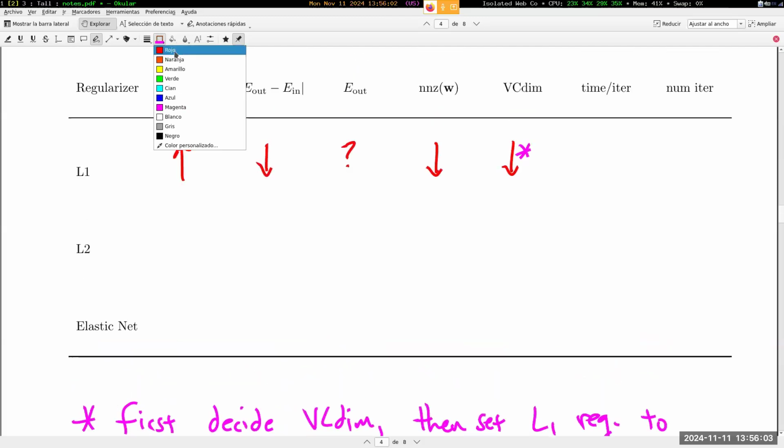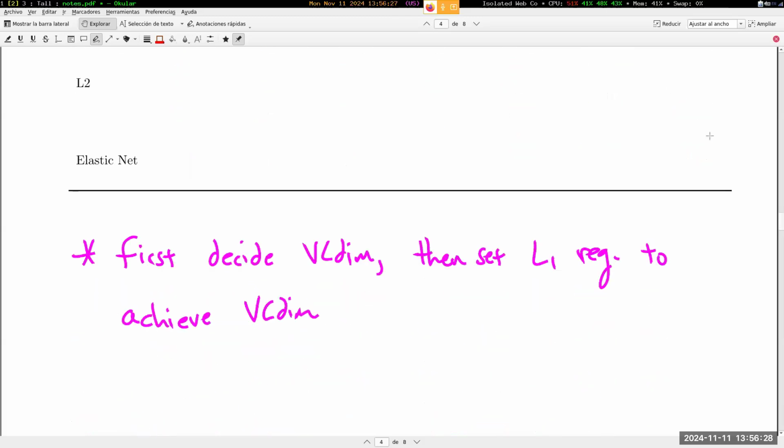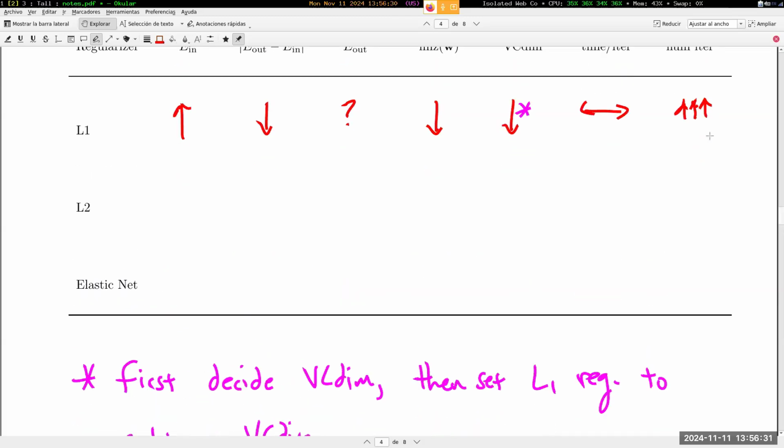One of the disadvantages of L1 regularization is that it's very slow. The time per iteration here goes way, way up. Sorry, the time per iteration stays the same. It's the number of iterations that goes way, way up here. The reason for that is that intuitively, things that are more quadratic are easier to optimize. Things that have nicer, rounder shapes are easier to optimize.